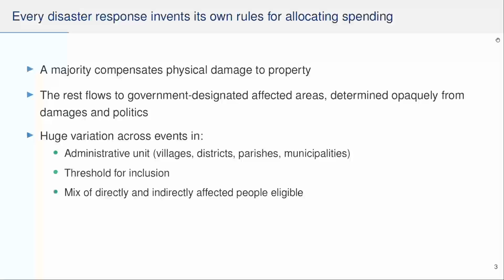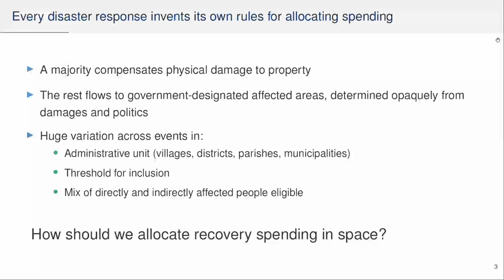The implication of that is you end up with a big mix of the share of directly and indirectly affected people who are being provided with support in the aftermath of these events. And that asks the question that we're really thinking about in this paper, which is, where should you draw the line? Who is affected by a disaster? Or in the slightly nerdier way, how should you allocate recovery spending across space?